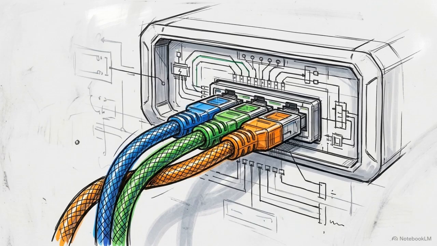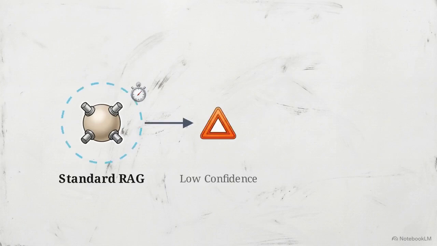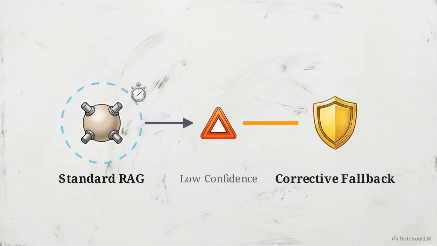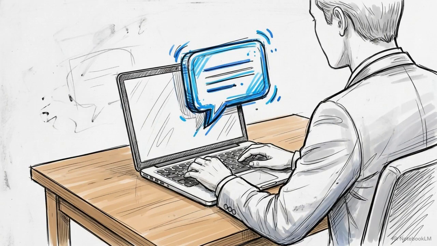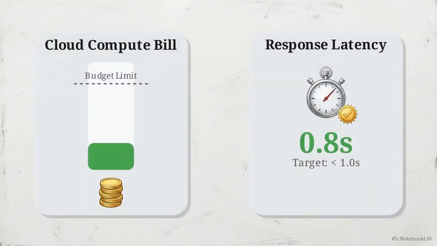Keep in mind, modern production systems rarely use just one architecture. You will likely blend them, pairing fast standard retrieval with a corrective fallback for low-confidence answers. The most effective RAG system reliably serves your users within the strict constraints of your cloud bills and latency limits.